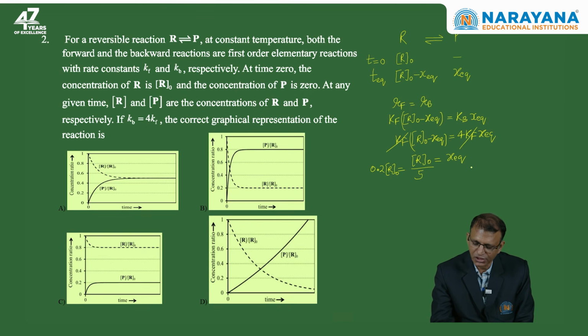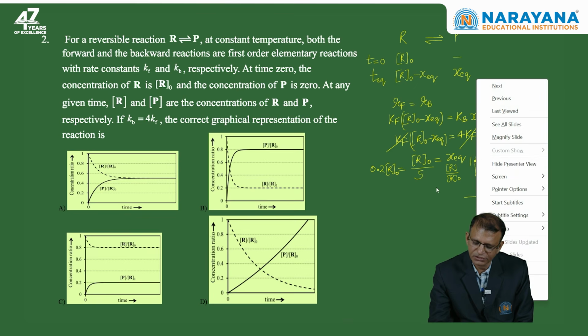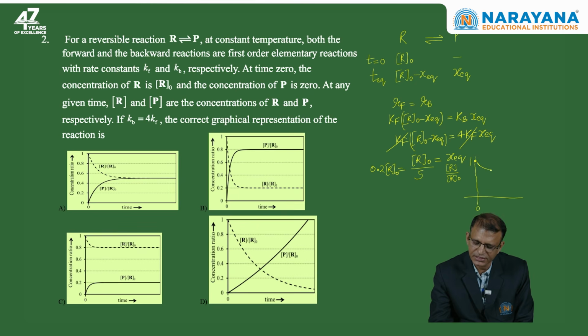So if we try to draw the diagram of how the reactant is going to change with time, suppose on the y-axis they have represented R upon R naught. Initially at time t is equal to 0, this ratio is equal to 1. And as the reaction proceeds, the concentration of reactant decreases with time. At the equilibrium state, when only 20% of the reactant is consumed, we can see that this ratio becomes 0.8.